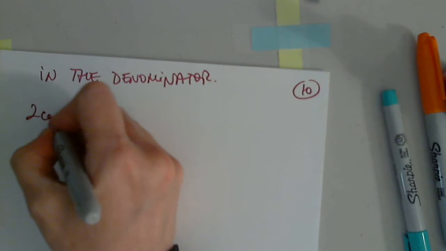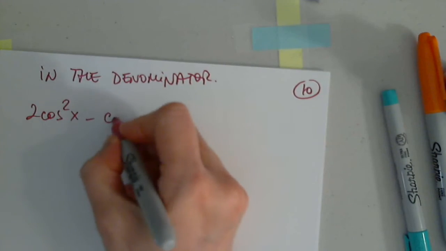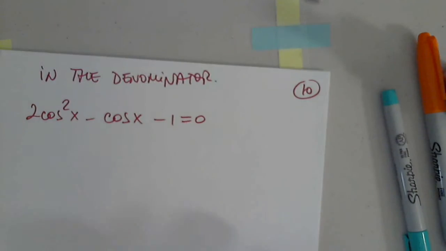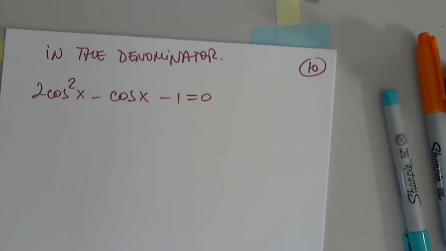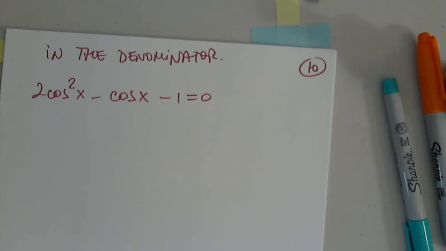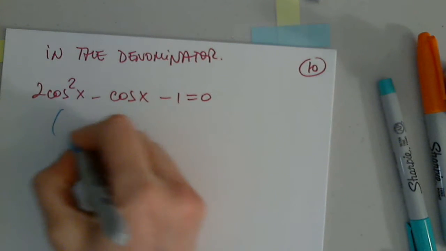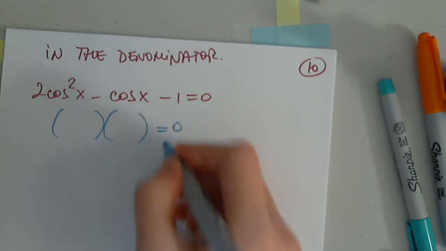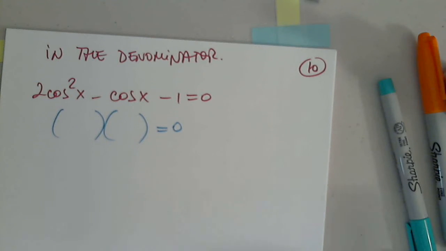So we have 2 cosine squared x minus cosine x minus 1 equals 0. Perfect. Okay, so obviously I see this equation has only one trig function, which is cosine. I have to try to factor it. Is there any way we can factor this? Because we want to use the zero product principle.